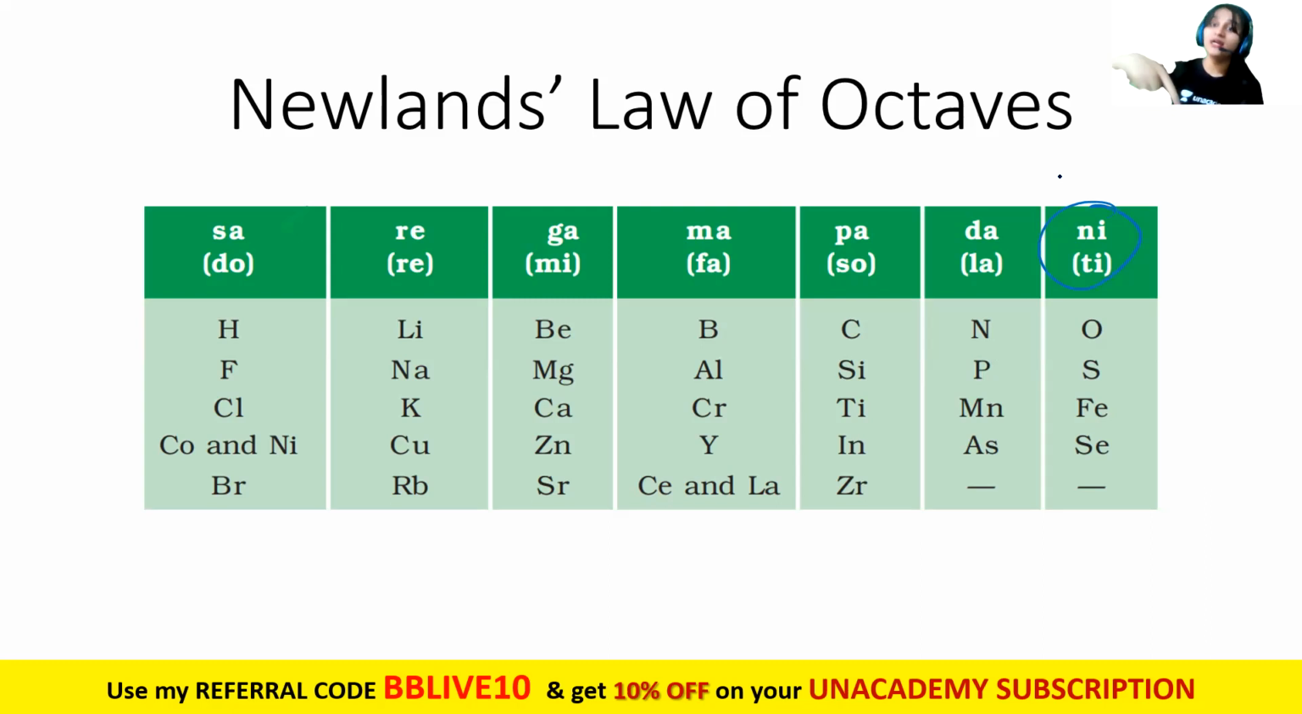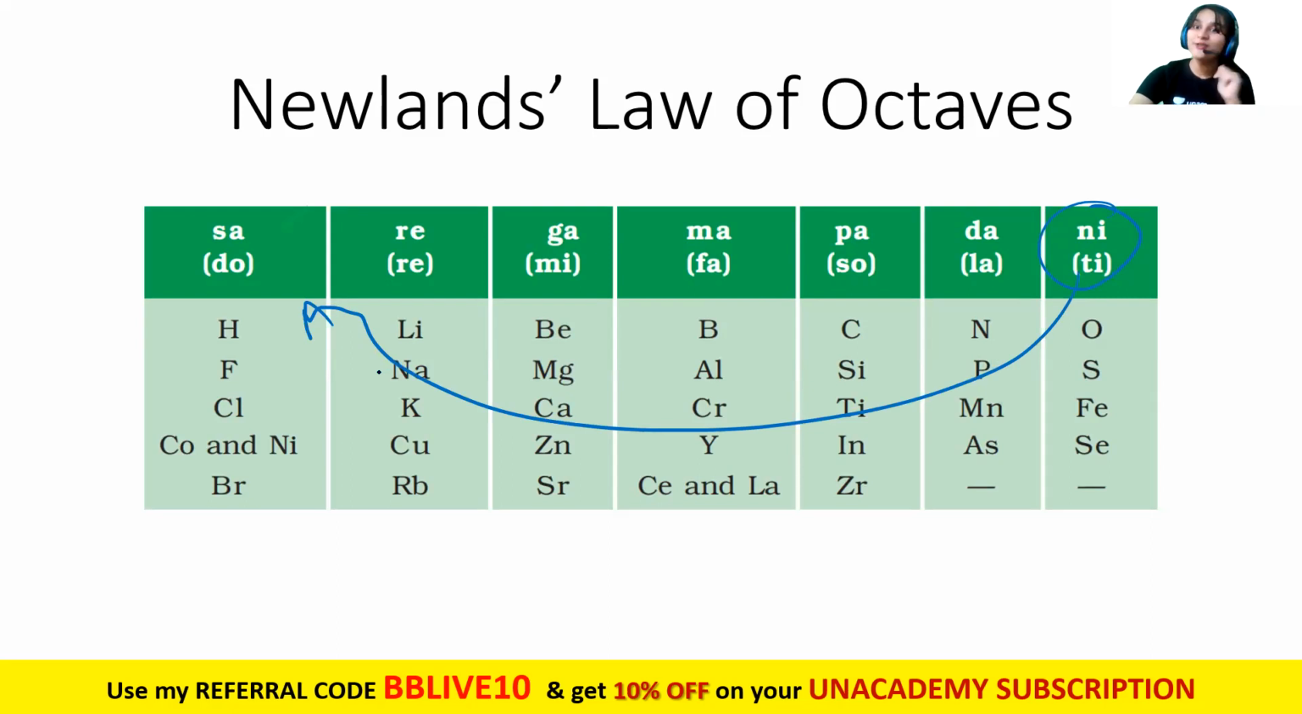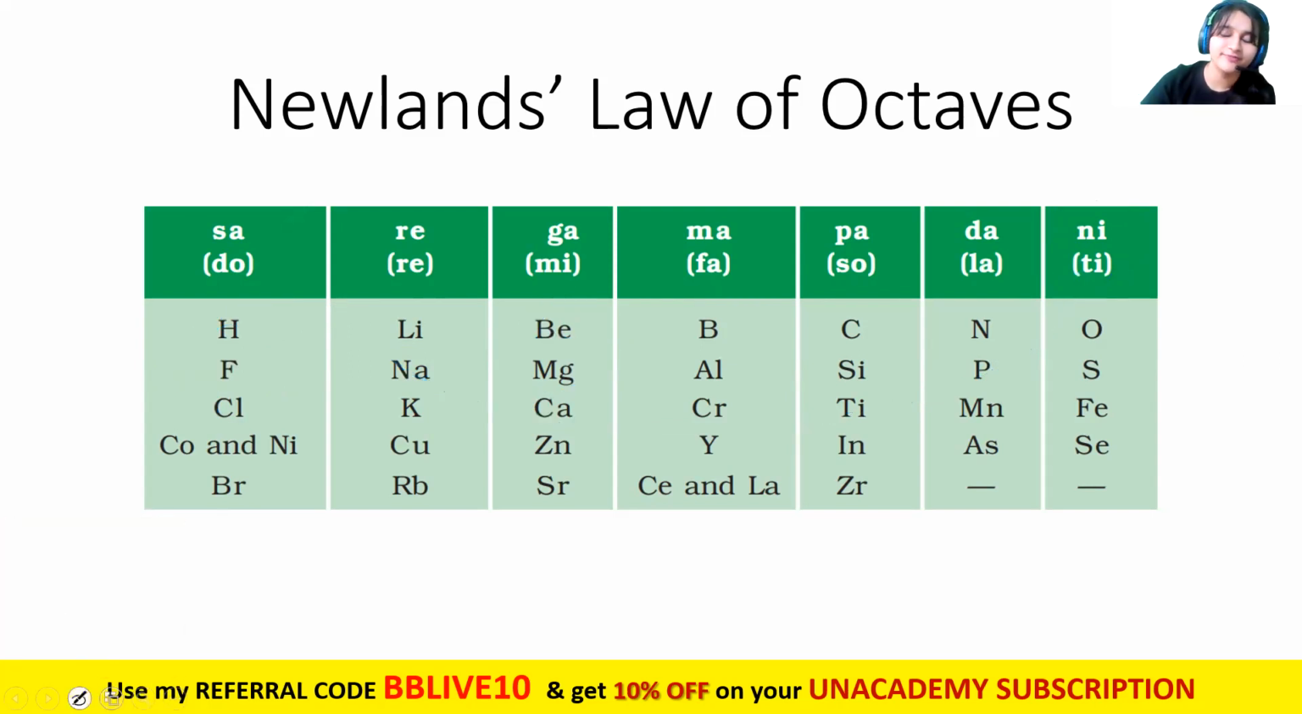Seven sur. But after Ni ends, we go back, what do we say again? We call it Ni Sa. We again move back to the first swar. Don't we? We do. And that is exactly what Newland's octave says, the first and the eighth. Repetition, Sa, similar. So hydrogen has similar properties with fluorine and chlorine. Beryllium has similar properties with magnesium. Every eighth element, my guys, every eighth element.